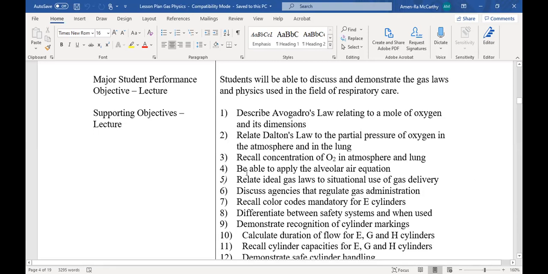Recall the concentration of oxygen in the atmosphere. You already know that's 21%. Be able to apply the alveolar equation. So we're going to be back into that again. So you already got that, right? Relate ideal gas laws to situational use.